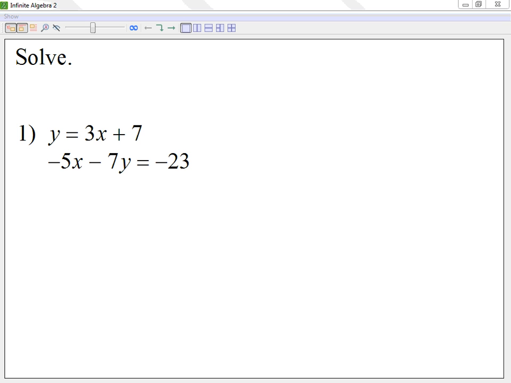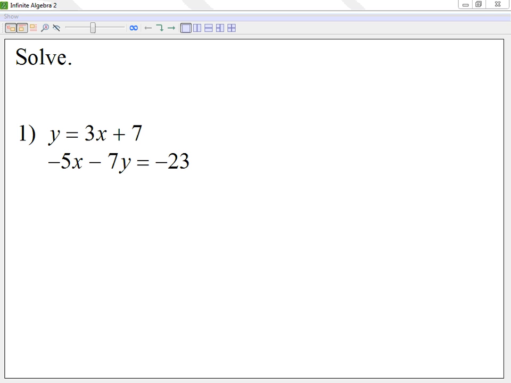Notice on the instructions I just say solve. I never told you how to do it. You choose which method you want. So our review for today is just solve. Just solve it however you want.